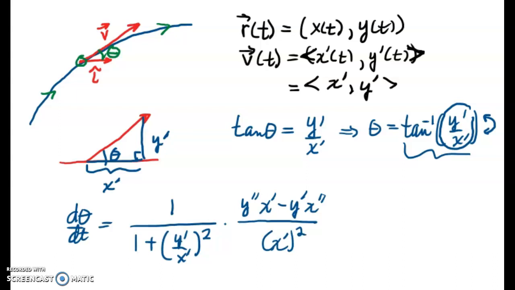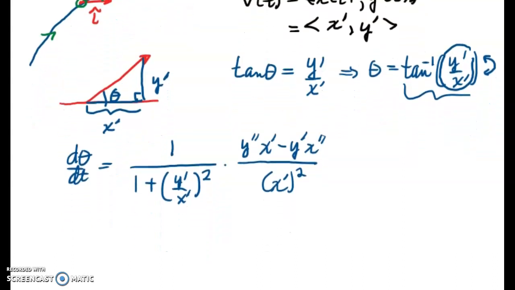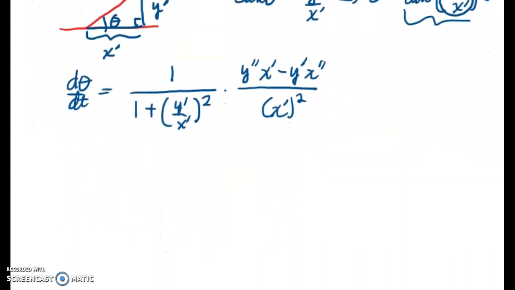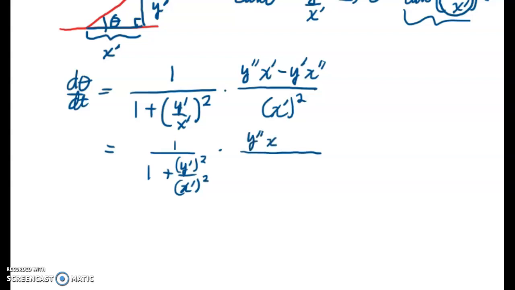Okay, so we have some simplification to do. Let's create some more space. So this is 1 over 1 plus y prime squared over x prime squared times all this stuff. Whoops, it should be an x.